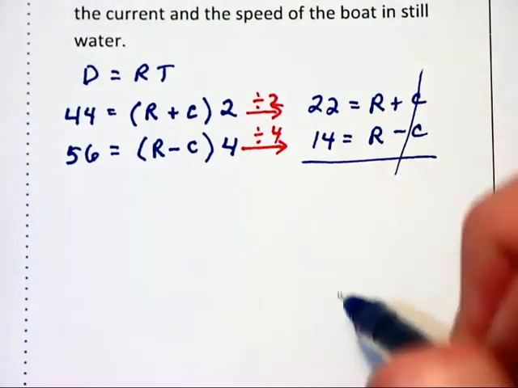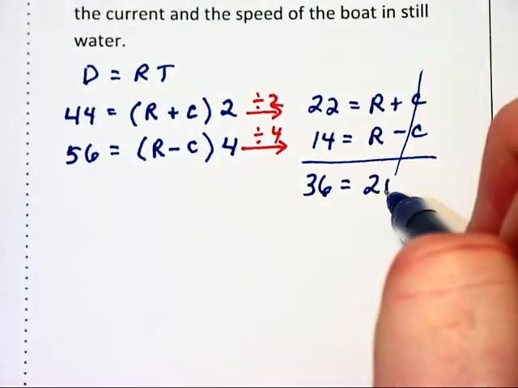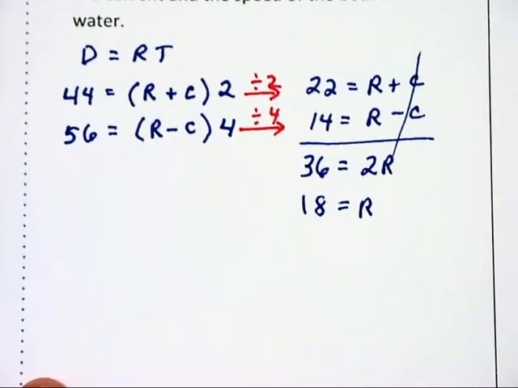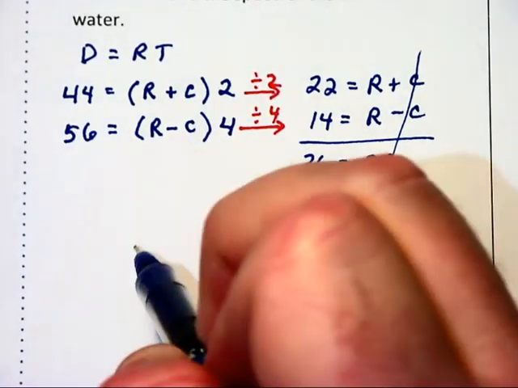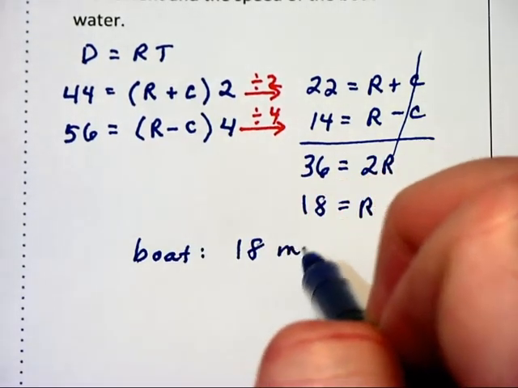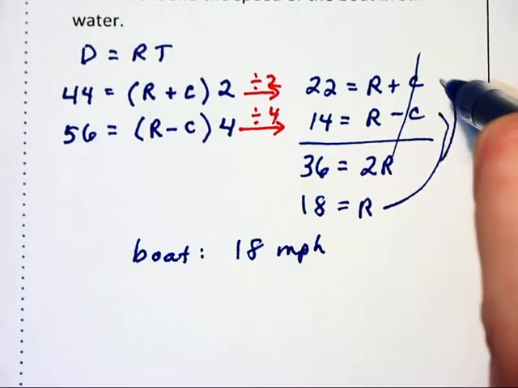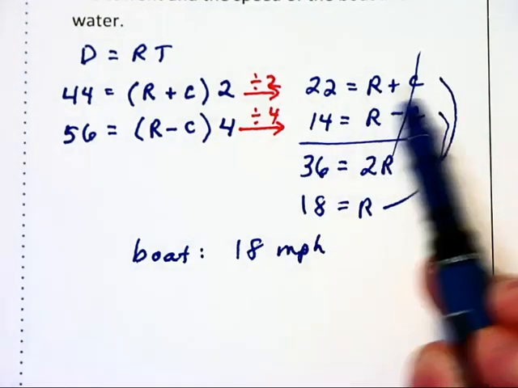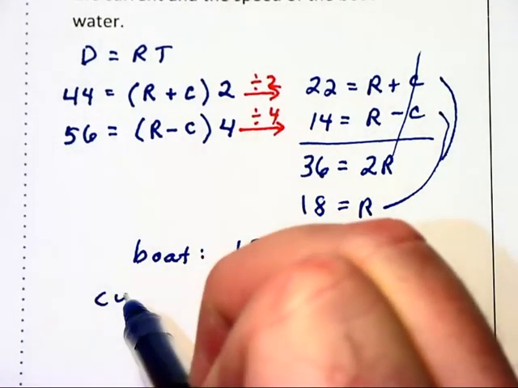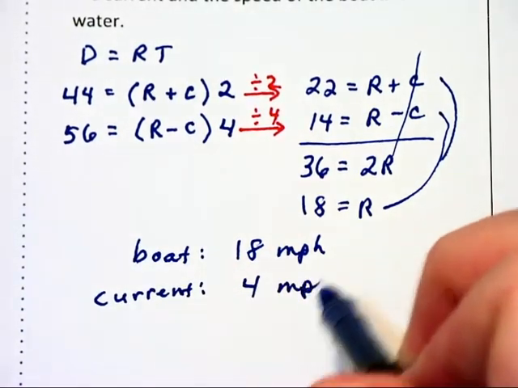Adding down, the C's cancel each other out, and we have 36 is equal to 2R, and therefore R is equal to 18. This tells us that the boat is traveling at 18 miles per hour, and if we substitute that 18 back into either equation, we'll find out that 22 is 18 plus 4, or 14 is 18 minus 4, and that tells us the current is going to be 4 miles per hour.